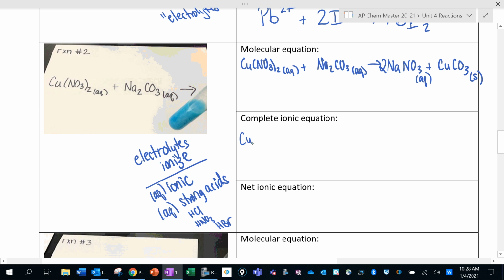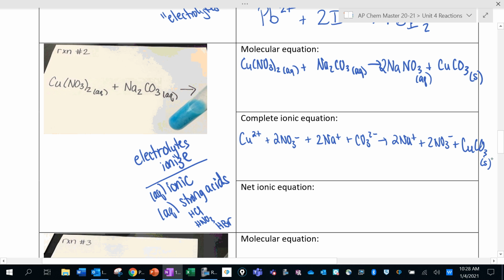So like copper nitrate, aqueous copper nitrate, actually exists as 1 copper ion and 2 nitrate ions. Sodium carbonate splits apart into 2 sodium ions and 1 carbonate ion. Sodium nitrate exists as 2 sodium ions and 2 nitrate ions. And then copper carbonate is a solid, so it does not split into ions.